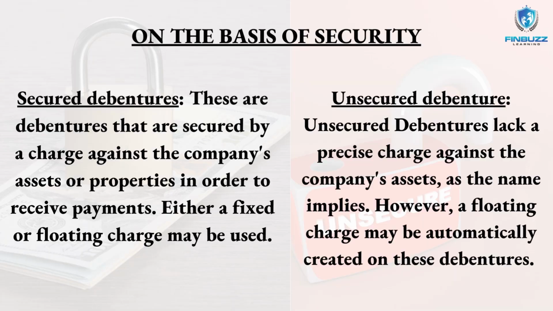The first categorization is from the point of view of security, under which there are two types of debentures. The first type is secured debentures. Debentures that have a charge placed on the company's assets or properties in order to receive payments are known as secured debentures. The charge could be fixed or floating.